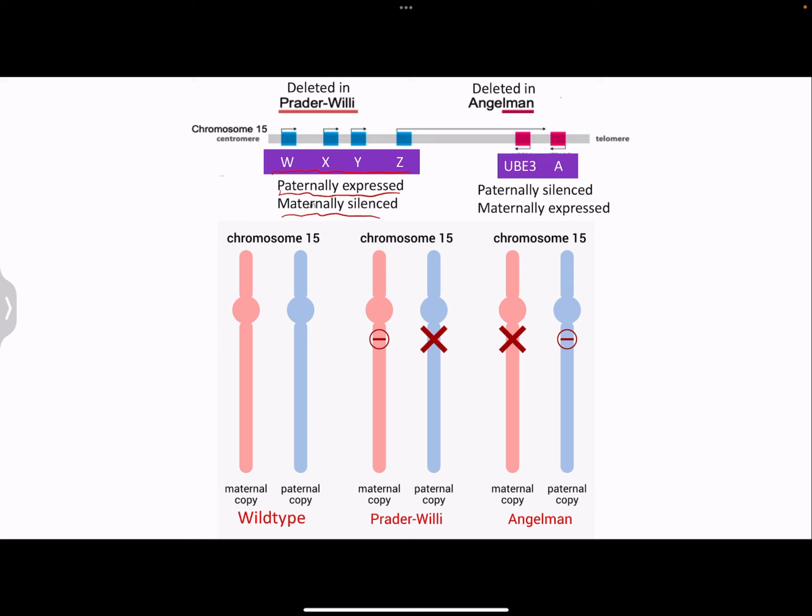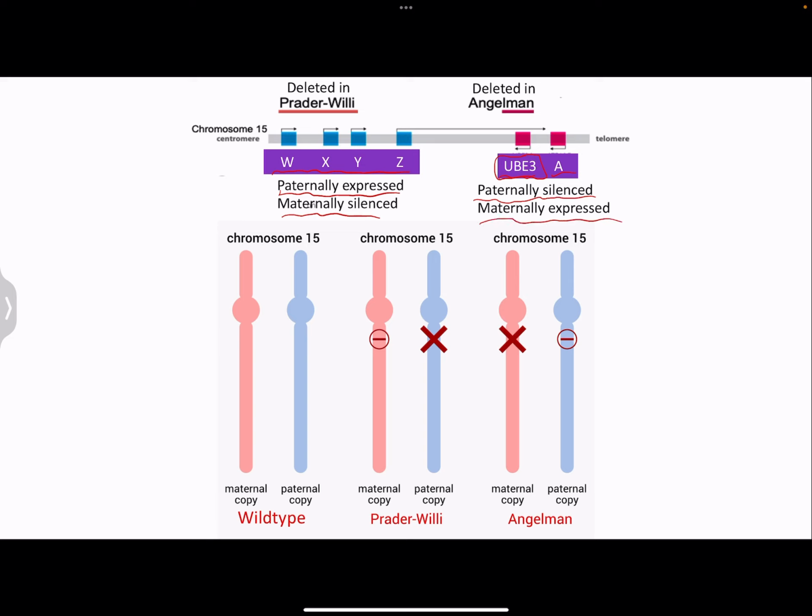And then a little bit down on this chromosome, we have these two more genes, UBE3A. UBE3A you actually do have to know. So UBE3A is the only one you have to know. These, conversely, are silenced, methylated, repressed in the males, and expressed in the mom.